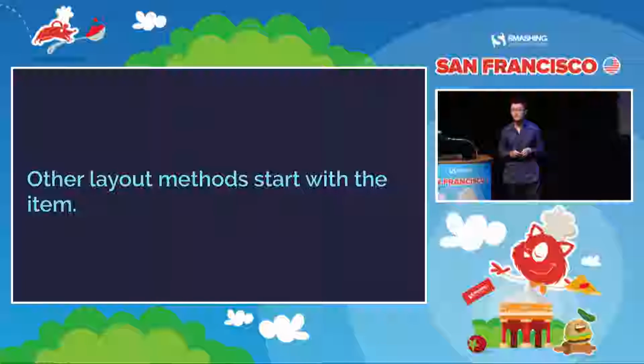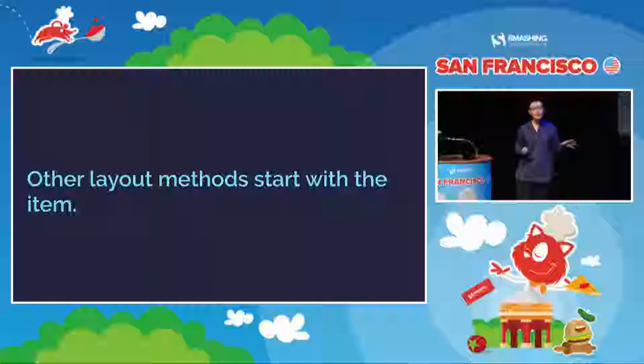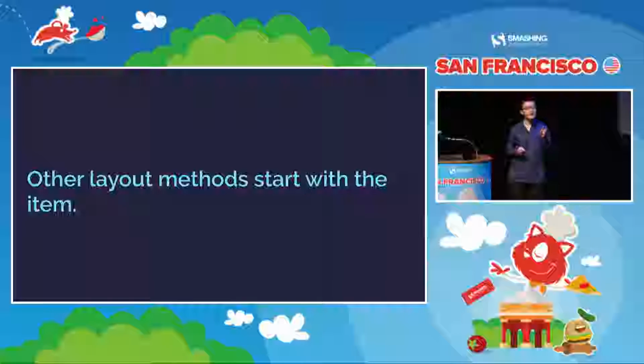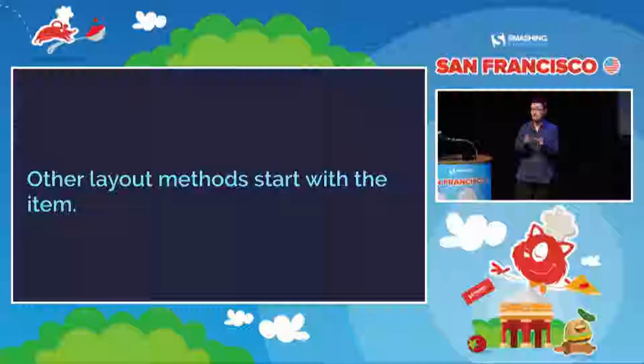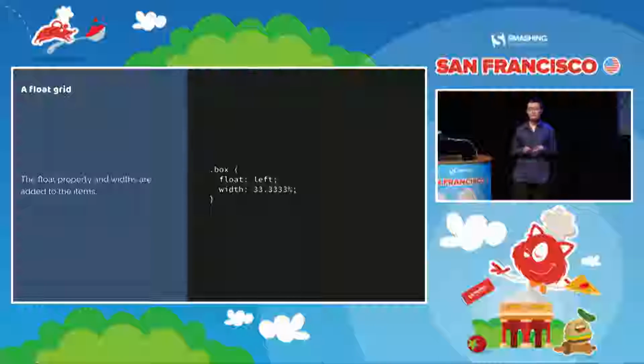And this is really important. I think the reason I get asked this question a lot is that all of our other layout methods deal with the item. We add sizing to the item, and then we try and shape the layout around it by way of other items also having sizing. Grid's different. Grid works on the container. So for example, if we're floating things, we add widths.